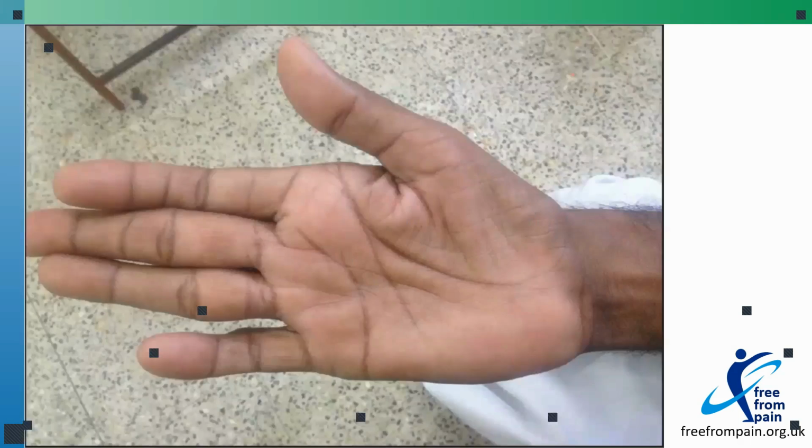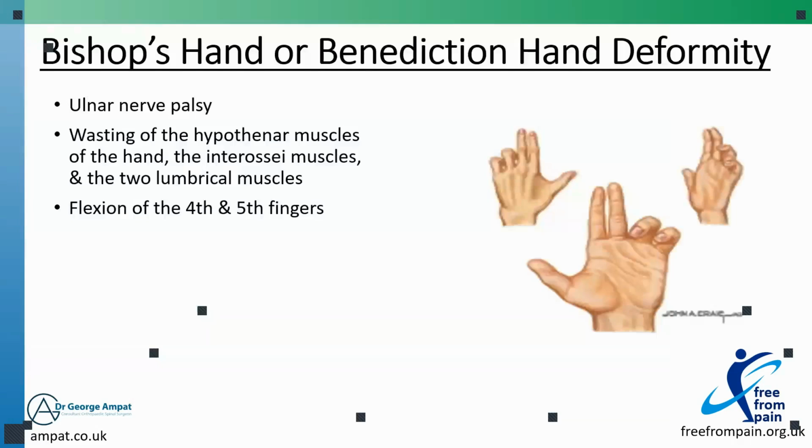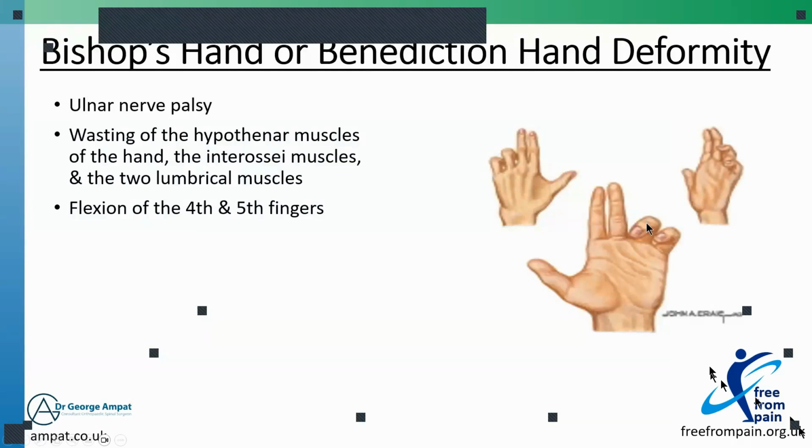But this is different, where there's an ulnar claw hand, where it's only the little and ring fingers that are flexed, and that is because of the overaction of the flexor digitorum profundus and the lack of action of the lumbricals. The lumbricals flex at the MCP joint and extend the IP. So the lumbricals are not working here.